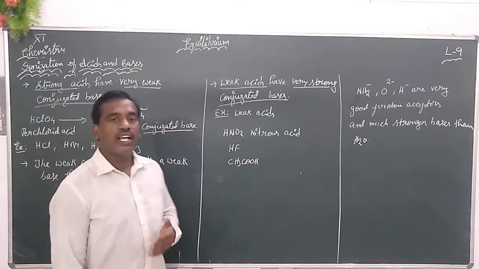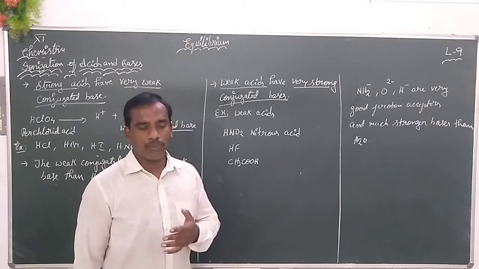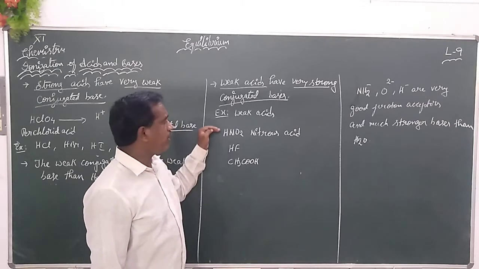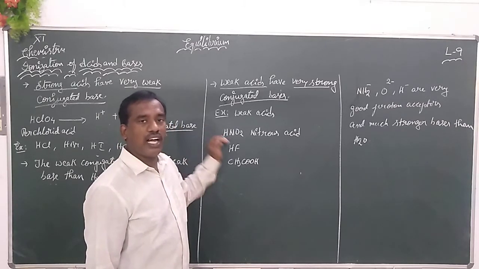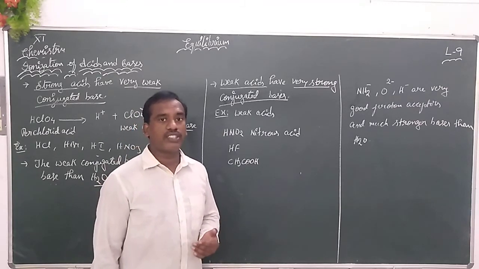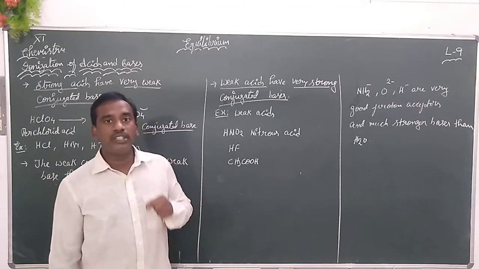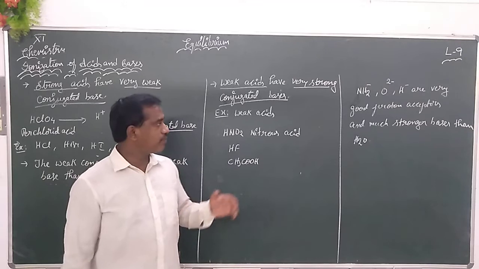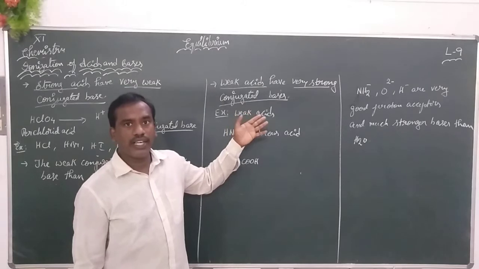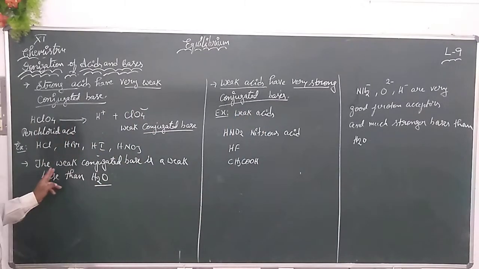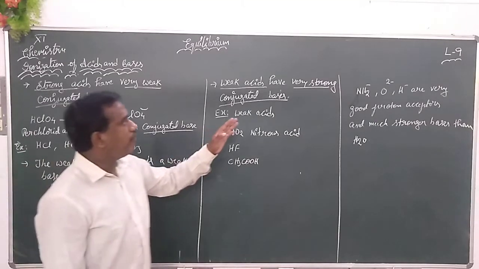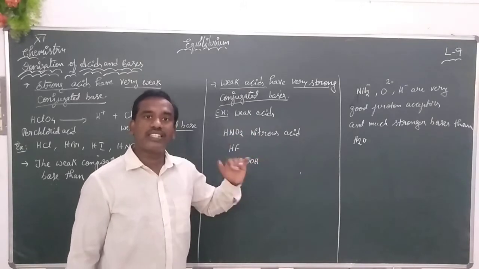But we know some acids, like the vinegar used in the preparation of noodles, acetic acid, or even nitrous acid. These are weak acids, and their conjugate bases are very strong bases. These weak acids have very strong conjugate bases. What we learned in the previous case is that a weak conjugate base is less basic than water. But a very strong conjugate base is more basic than water.